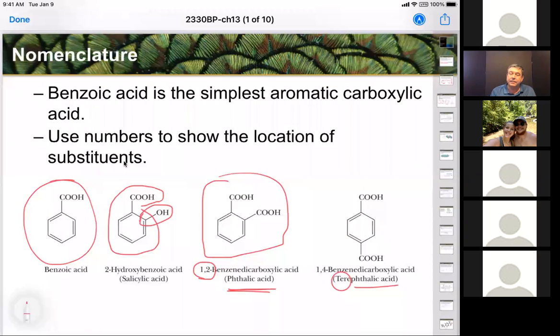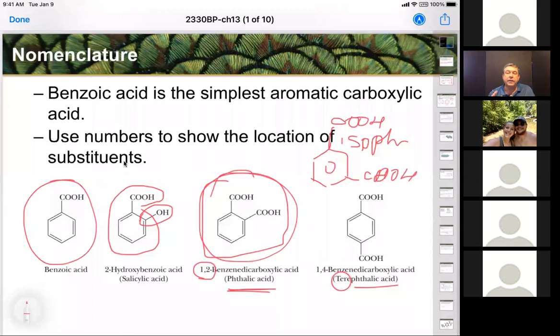So there's phthalic acid, and then there is COOH, COOH, and so that's isophthalic acid. So phthalic acid is the dicarboxylic acid right next to each other. Then you have the isomer of it, the meta isomer, isophthalic acid, and then across from each other is terephthalic acid. In fact, terephthalic acid is used a lot in common polymers, and we'll talk about that in the polymer chapter at the end of the year, chapter 16.